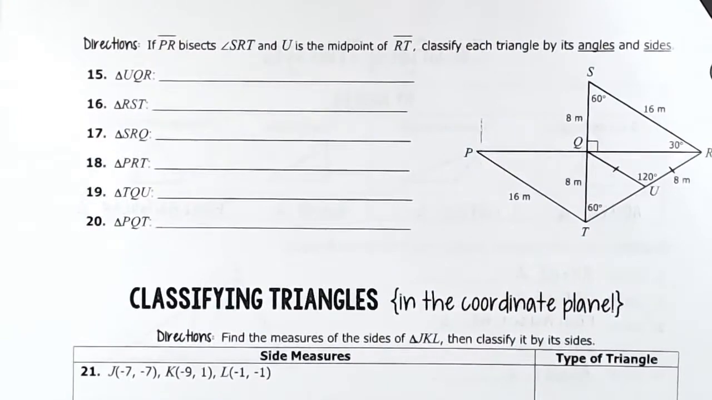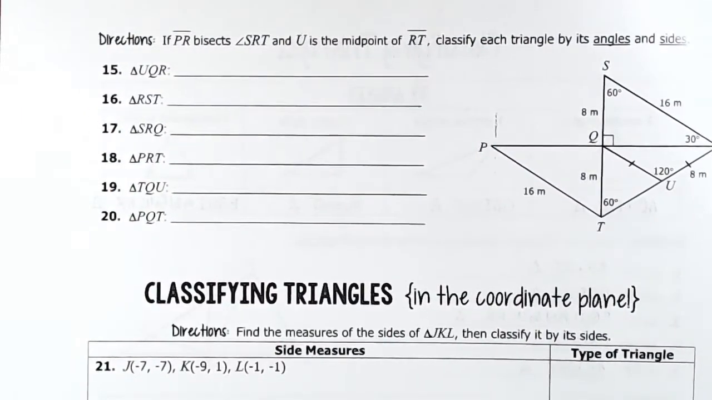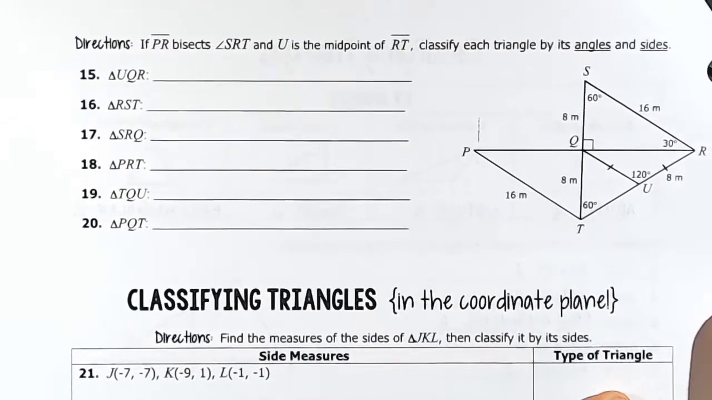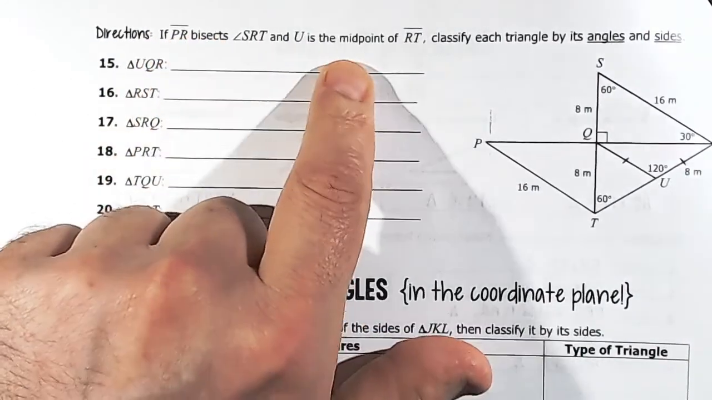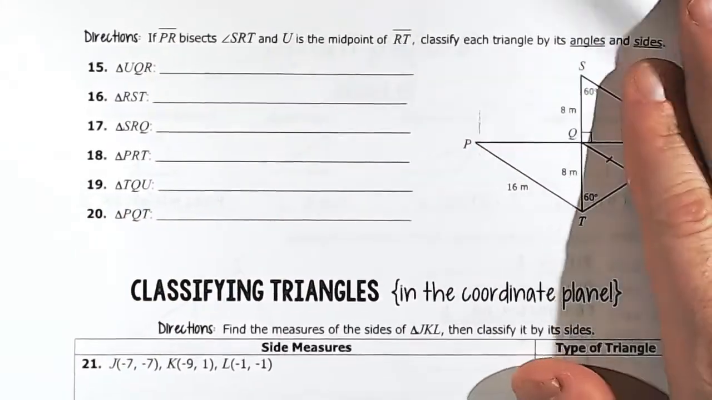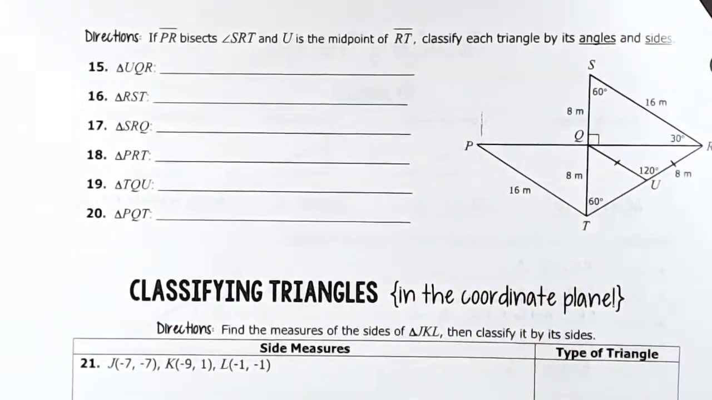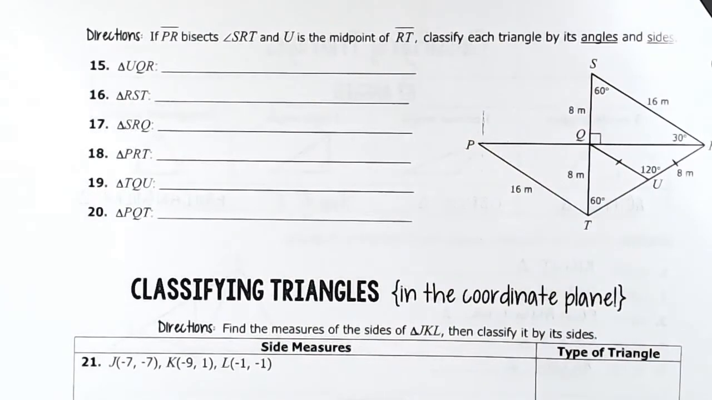So this is the back of that page we were just on. Oh boy. So now we have to take some information about bisectors and midpoints, and then start classifying the triangle. This is where it gets interesting. Oh, I'm excited. So let's see what this is all about and see if we can make heads or tails of it.